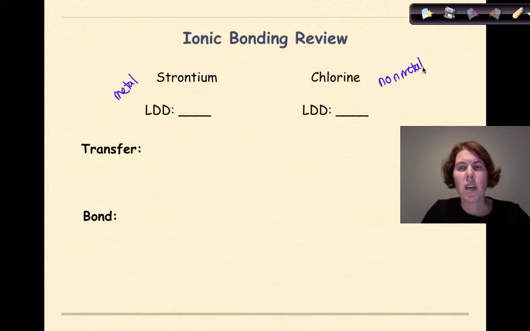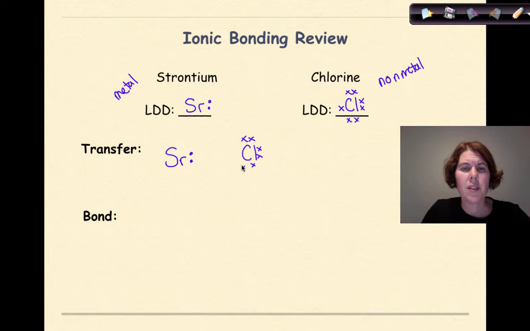So I can figure out, again, which one's going to be donating the electrons, which one's going to be accepting them. The symbol for strontium is Sr with 2 dots, and chlorine is Cl with 7 dots. And then again, I want to show the transfer. So I have strontium with its 2 dots, and I have a chlorine with 7. But right away I can see my problem here.